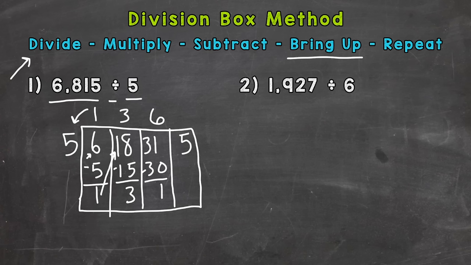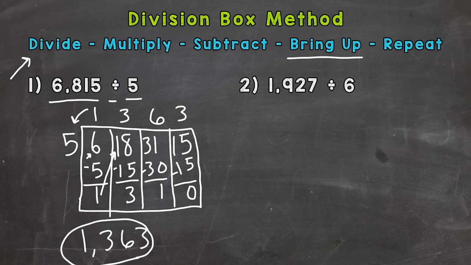Bring our 1 up to the next section, and we end with 15 divided by 5. So how many whole groups of 5 out of 15? 3. 3 times 5 is 15, and then 15 minus 15 is 0. So that 0 there at the end tells us that we do not have a remainder, and this worked out to be a whole number. So we have an answer of 1,363.